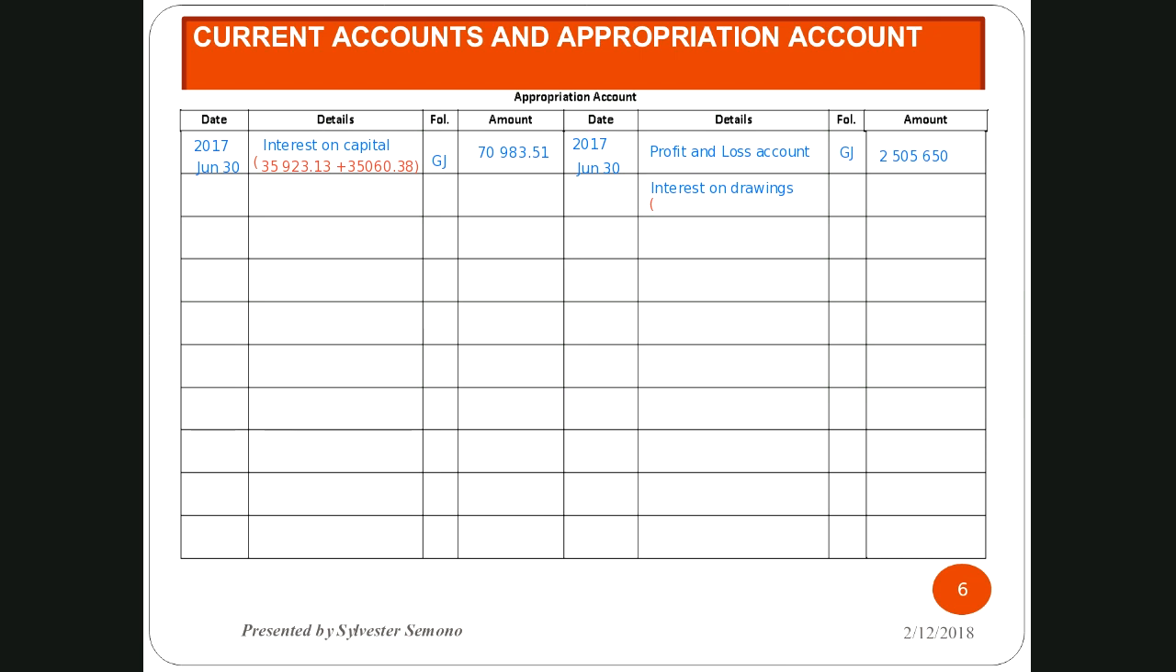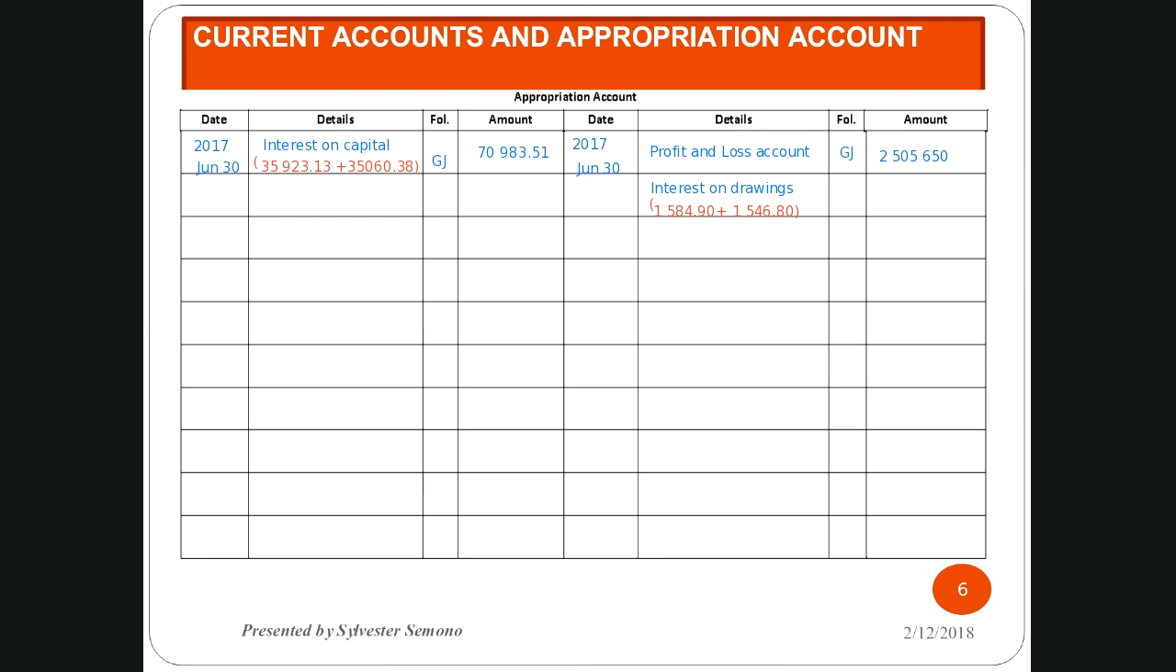158490 plus Kugami's amount. Double checking here. Kugami's amount is 46.80. 1546. So we need to add them together, and again we need to show them in the GJ.